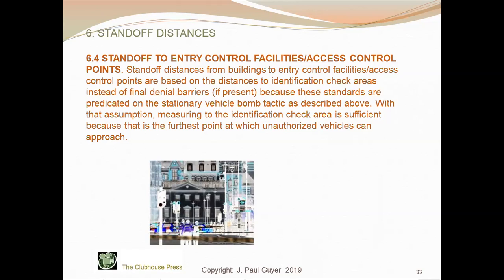In other words, you've got a fence around the facility and you've got an entry point and a car drives up and wants to enter the controlled perimeter within the fence. And that is the identification point. That is where security personnel check IDs and perhaps examine the car, look in the trunk, look underneath the car, this sort of thing. Beyond that is typically a final denial barrier. This is desirable, but not always practicable to provide.